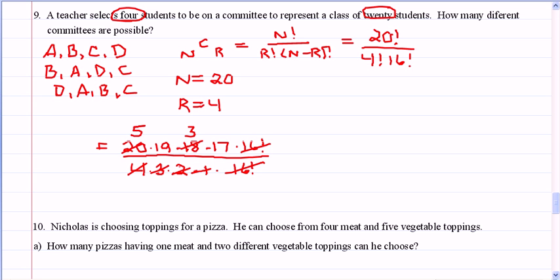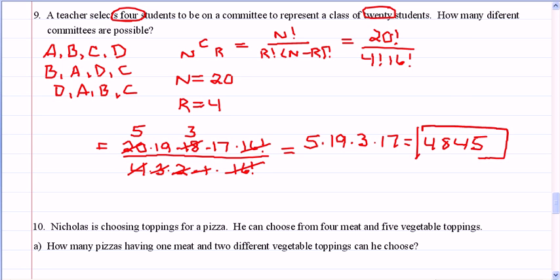So you can just multiply the numerator and denominator out, or you can look for numbers to reduce to make your multiplication easier, especially if you don't have a calculator. 5 times 19 times 3 times 17, multiply these numbers together, and I get 4,845. So you have 4,845 different committees that can be formed from a class of 20 students.